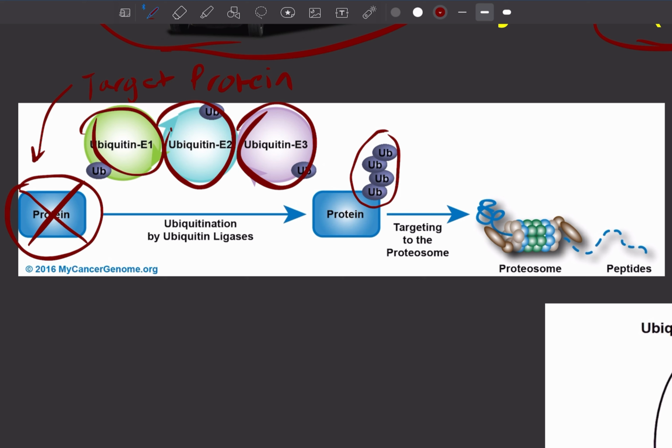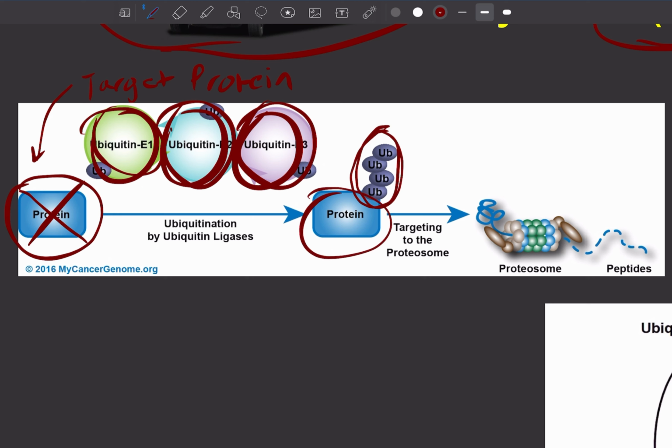So what happens is, after E1, E2, and E3 bind the ubiquitin to the target protein, it's now recognized by a proteasome, which is an enzyme that degrades faulty proteins. So you see, that's where I don't want to confuse you guys. Ubiquitin is a regulator. It's responsible for destroying proteins, but it doesn't directly destroy.